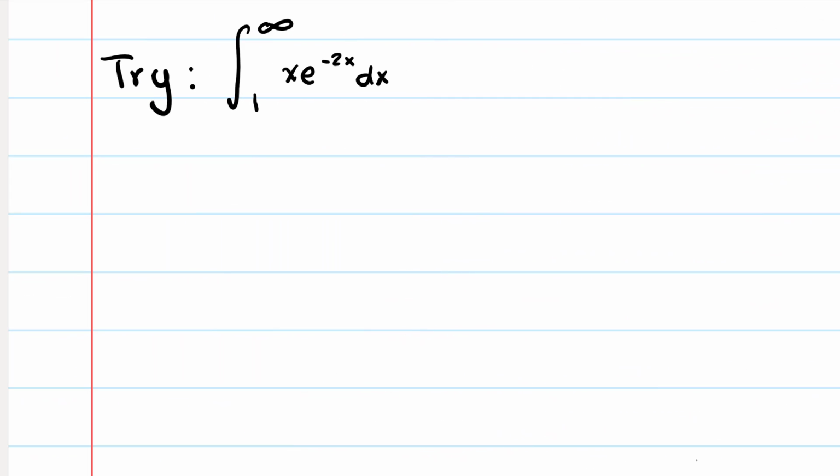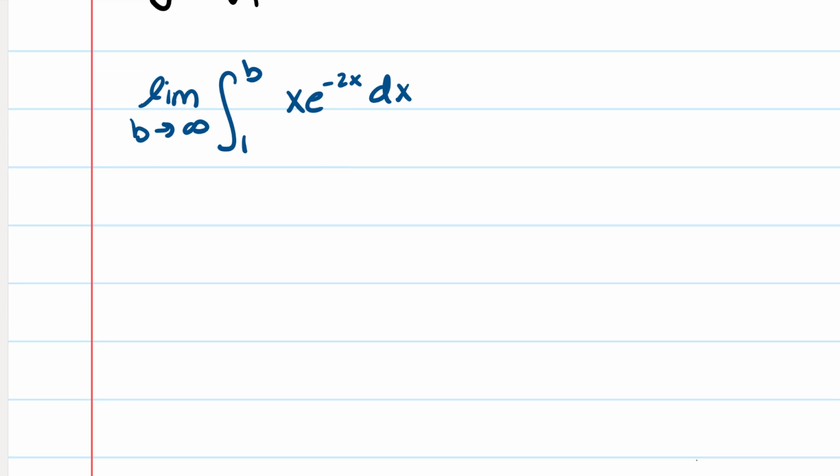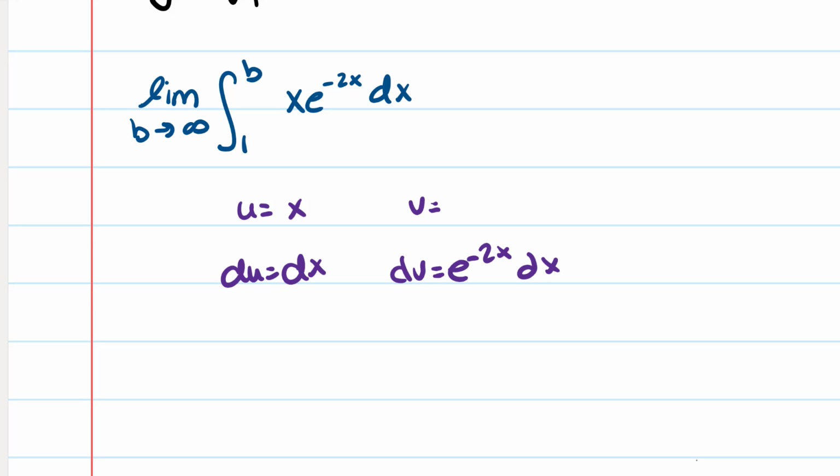So the first thing I need to do is write it as a proper integral. So it's the limit as b approaches infinity of the integral from 1 to b of x e to the negative 2x dx. The next thing I'm going to do is integrate this by parts. So I get u equals x, du is dx, dv is e to the negative 2x, so v is negative 1/2 e to the negative 2x.